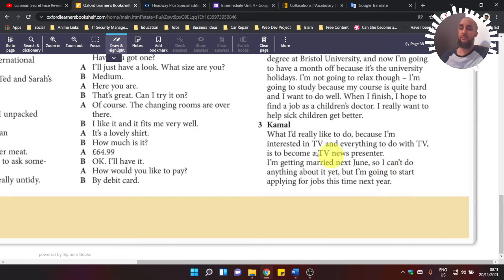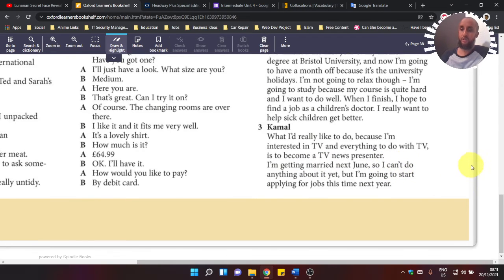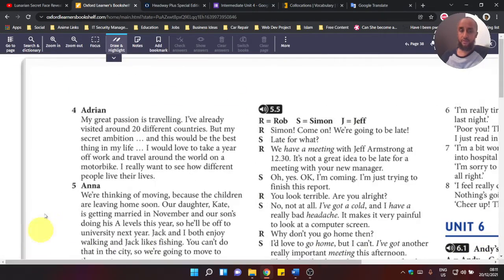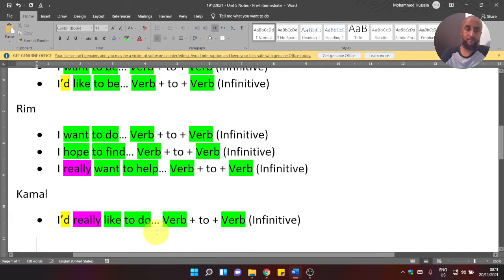Okay, and that's it. There are no other patterns that I could find. I mean, here we have to do, but this is not next to the main verb. And this one, I'm getting, and here, I can't. This is not a verb pattern. Okay, good. Let's look at the last two stories quickly. The next one is Adrian. Let's write Adrian.